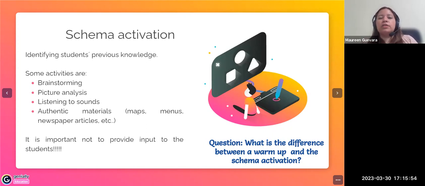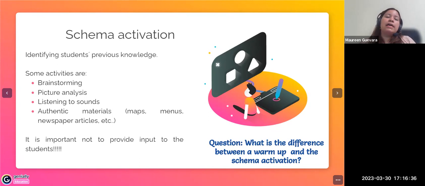And what is the difference? Maybe this is a common question. What is the difference between a schema activation and a warm-up? Probably you are very familiar with warm-ups. And the difference is very, very simple. The warm-up is more like an activity where probably there is movement, a physical activity, etc. And it may or may not be related to the topic that you are going to develop or the learning outcome. So the warm-up is more like a previous activity that you can do so that you can get the students' attention, and later you can have the schema activation.